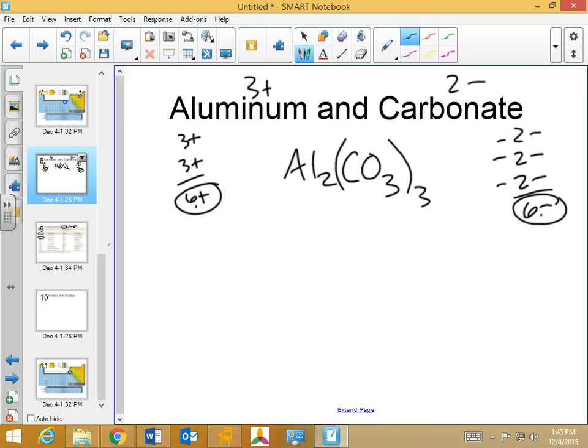How do I write the name of this thing? Well, easy. Aluminum carbonate. I just simply use those 2 pieces, because carbonate, I can't make it carbonide, because that would make this, instead of being CO3, it would just be C. We can't do that. So we just leave the name. For a polyatomic ion, you leave that anion name alone. I don't change it.